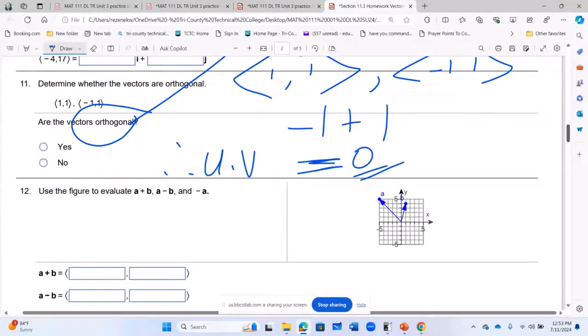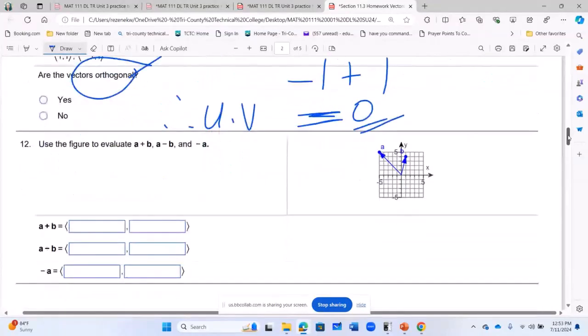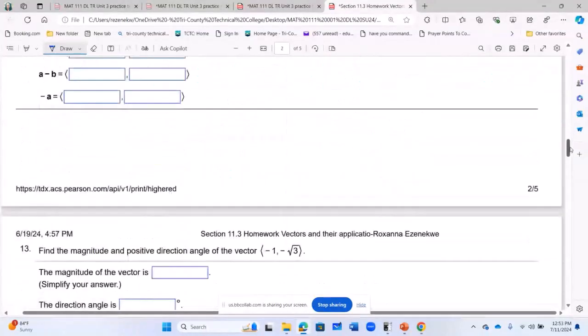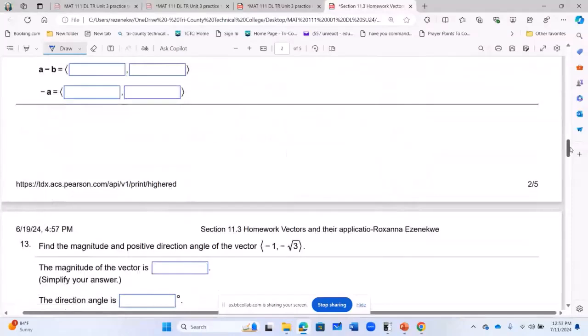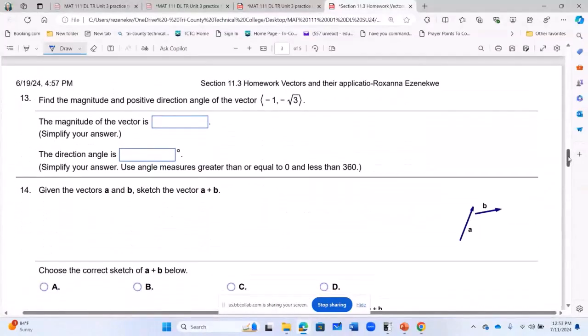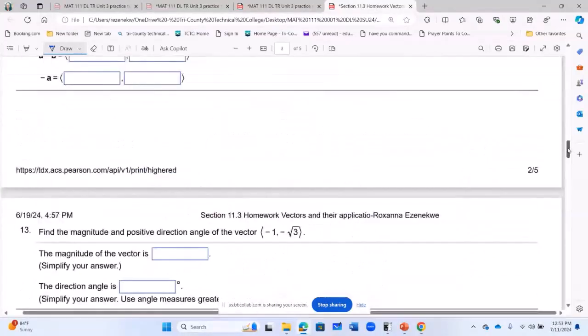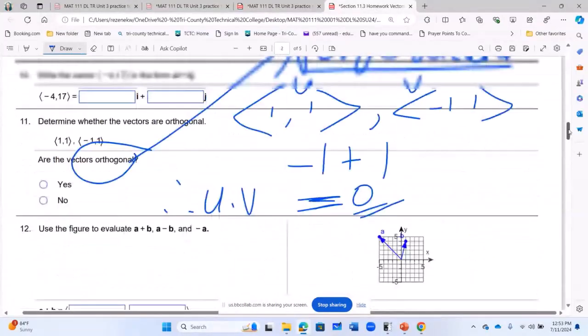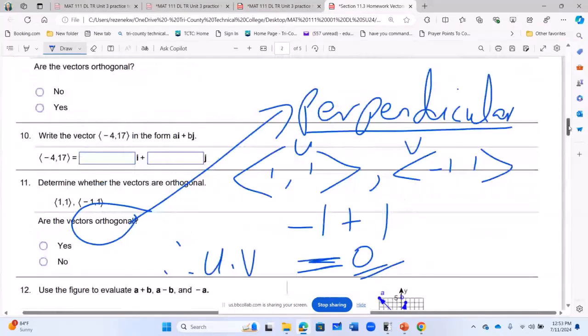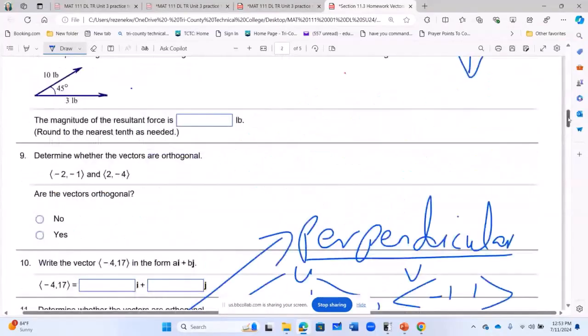So whenever you're told to check and see if two vectors are perpendicular or orthogonal, it means find their dot product. If the dot product is 0, then they are perpendicular. Okay, you're going to see it in the test. Let's look at another one.